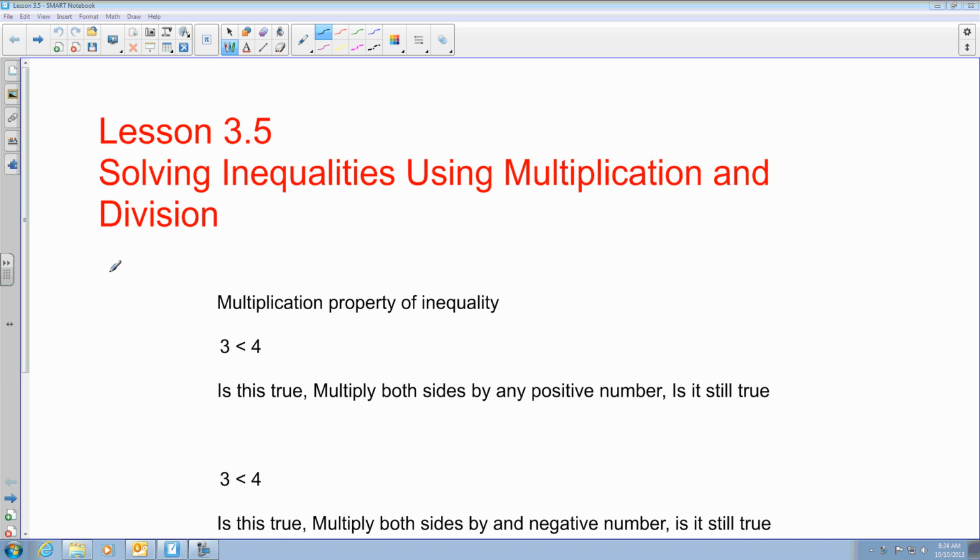We're in section 3.5 where we're going to be solving inequalities using multiplication and division. Like I said in the lesson prior, this is very similar to solving equations using multiplication and division. The only difference is we're going to be using an inequality rather than an equal sign.